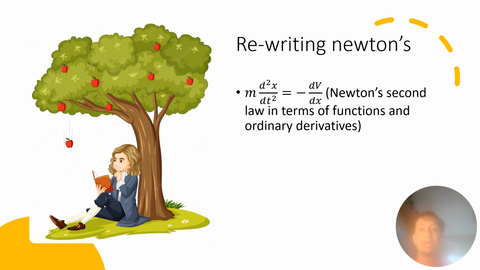So F equals ma becomes m times the second derivative of position with respect to time is equal to minus the first derivative of the potential with respect to space. So quite wordy there, but this equation is essentially Newton's second law, just written in the kind of form you would see it at universities, etc., instead of the form it's usually seen at in A-level physics or before that.